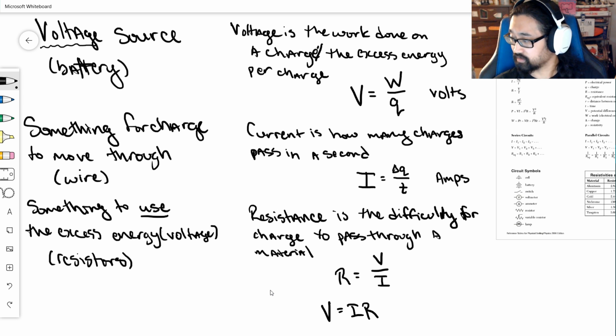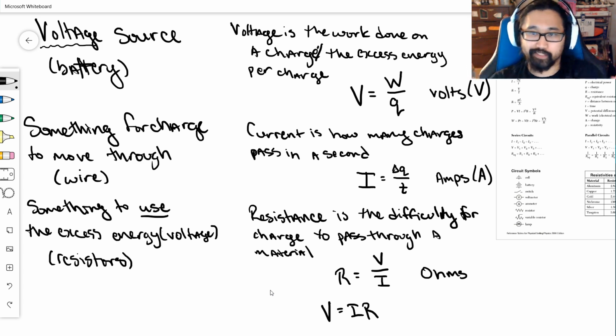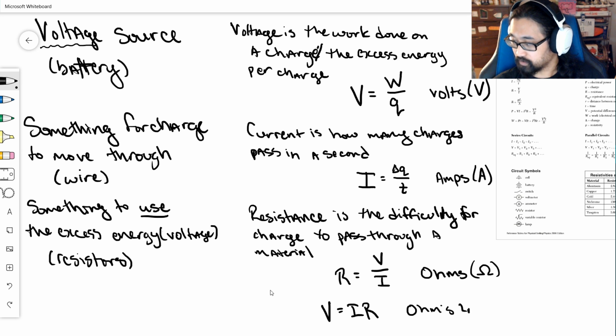Now resistance, I should say volts is a capital V, amps is a capital A. This is measured in ohms. Ohm, like you're meditating, ohm, but ohms. And the symbol for this is that horseshoe. It's a capital letter omega. It's a Greek letter, right? This equation is sometimes referred to as Ohm's law, right?